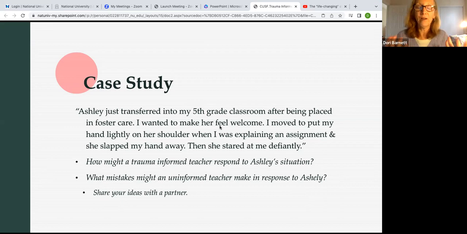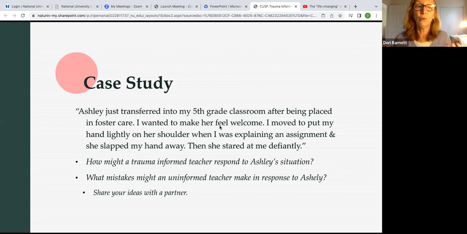So we have a couple of cues here. Ashley is new. That's one adverse childhood experience, that she's changing schools in the middle of the year. She's in foster care. That tells us something happened in her family that required her to leave. So she's obviously got a lot of those adverse childhood experiences.